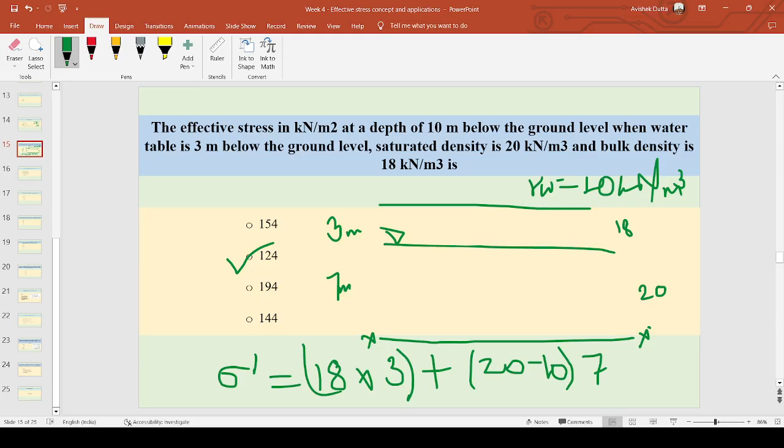Now, if we are told to find out the total stress, then we would have considered 20 into 7. 20 into 7 gives us 140 plus 54 gives us 194. That means another 70 will be added to 124, that is 194 is the total stress over here. But I have asked the effective stress, so the answer is 124. I hope it is clear.